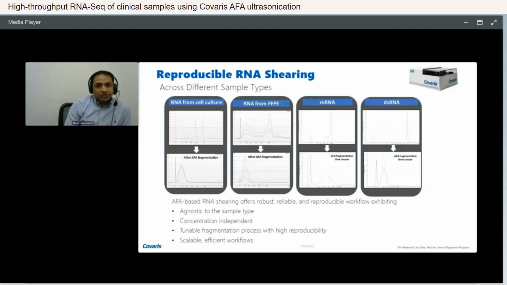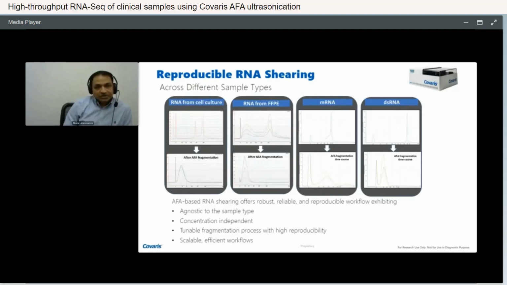Continuing with reproducible RNA shearing using different sample types, here is an example demonstrating AFA-based RNA shearing, which is agnostic to the sample type. For example, RNA from cell culture or FFPE tissue or synthetic mRNA or double-stranded RNA. AFA-based RNA shearing produces the highest yield and quality of library for sequencing compared to other processes such as cation-based fragmentation.